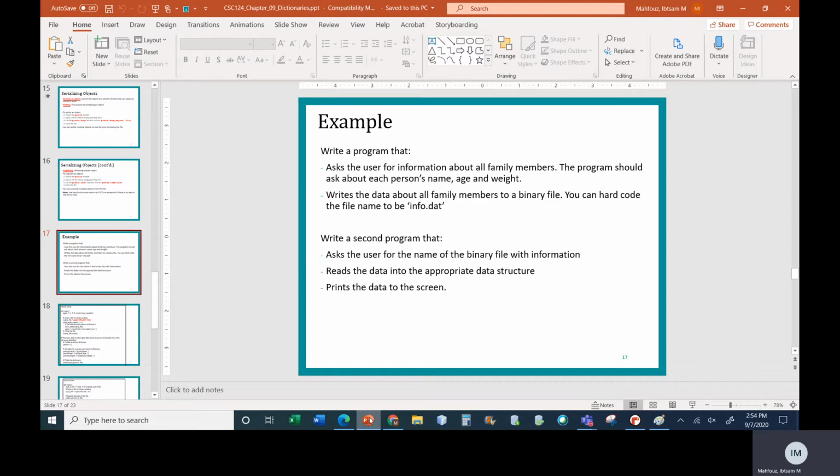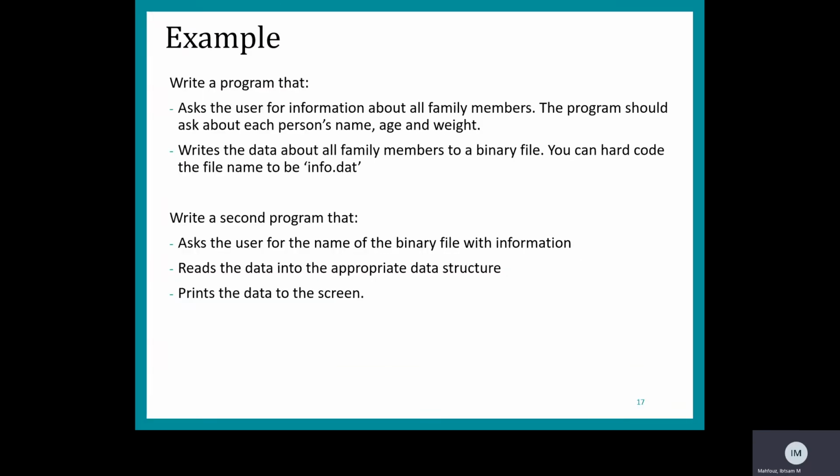So you'll see in the slides an example. I'm not going to type it with you, but we'll go through and explain it. So here what we want to do is we want to write a program that asks the user for all family member information. So we're going to ask the user for each person's name, age, and weight. And so every person, they have a name, an age, and a weight. And so I want to save that somehow. So the first thing is, how do you think we should store this information?